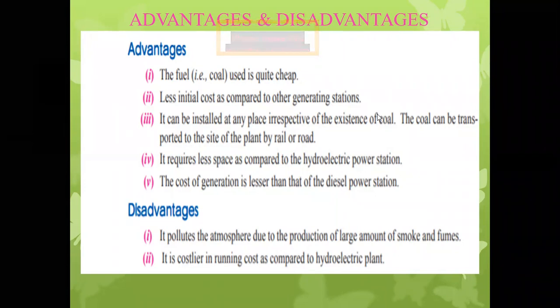Smoke and fumes are near about the same terminology. Smoke is related to soot, and fumes are related to hot smoke, or we can say hot soot is nothing but the fumes.